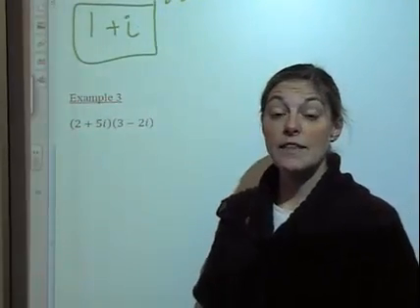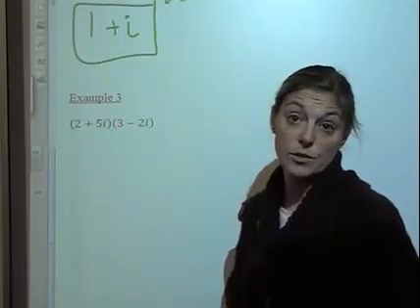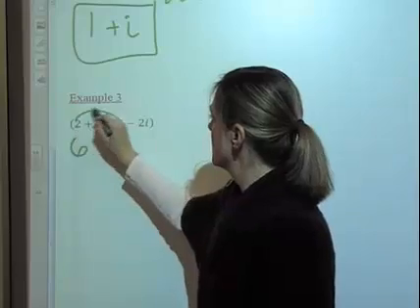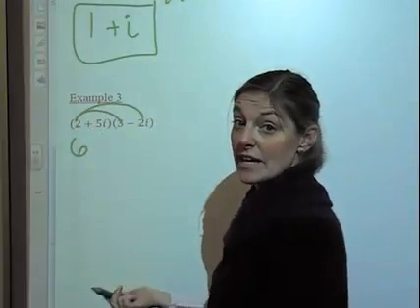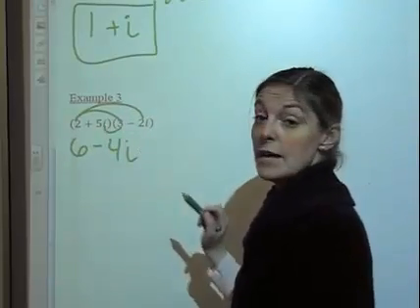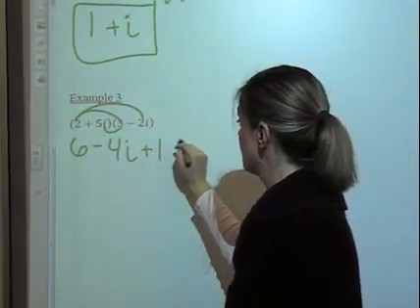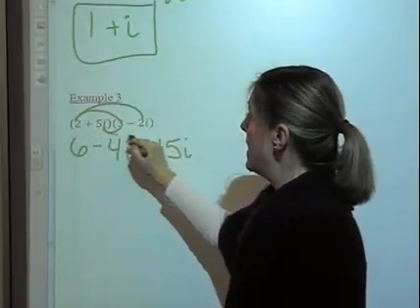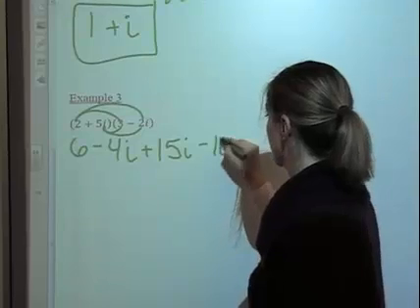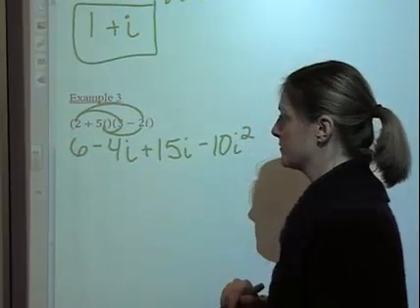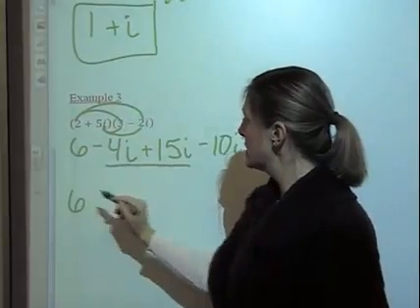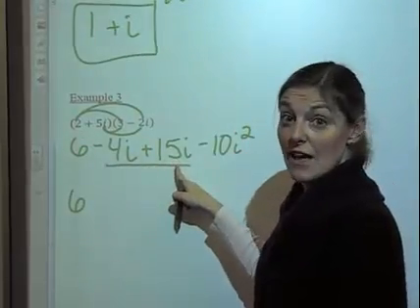We're going to multiply this just like we did when we multiplied two binomials. Okay, so 2 times 3 is 6. 2 times -2i is -4i. 5i times 3 is 15i. And 5i times -2i is -10i squared. Okay, well, we can combine these like terms, so we have 6 plus 11i.